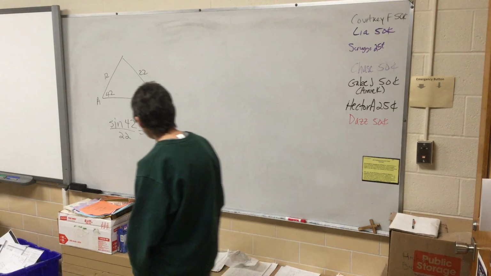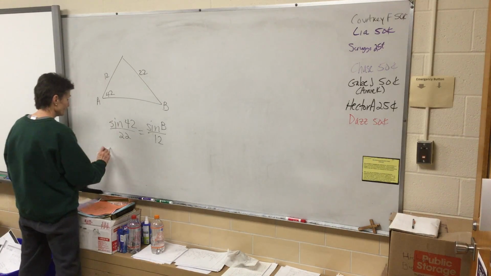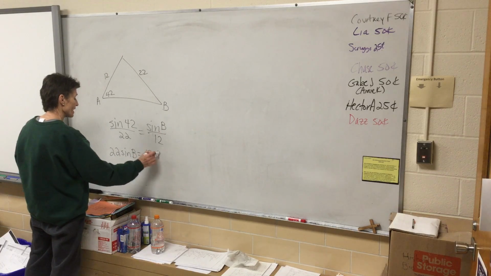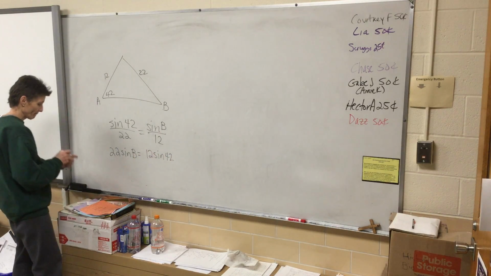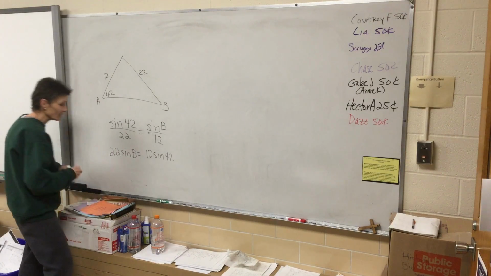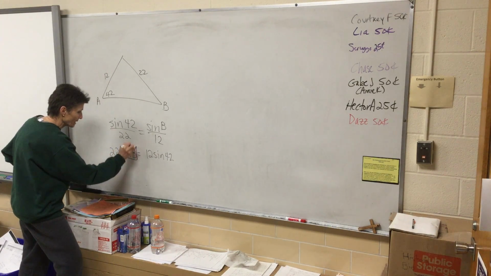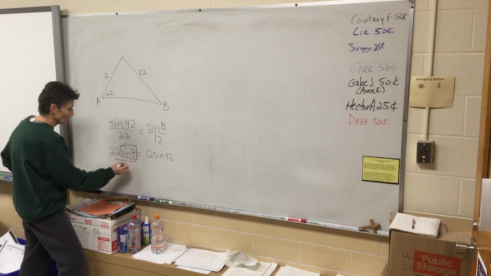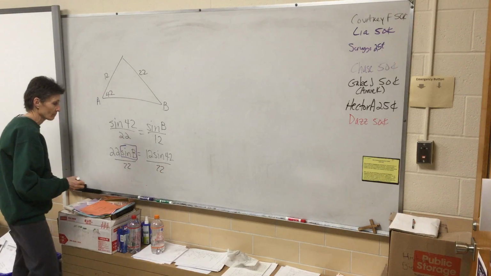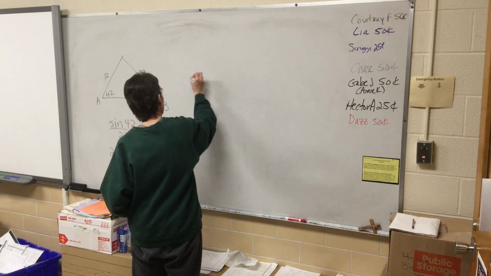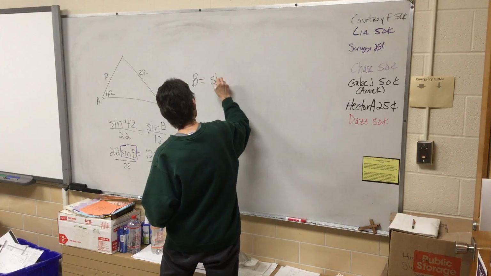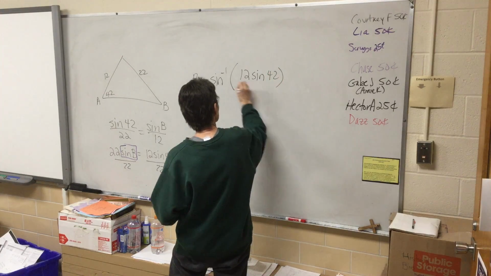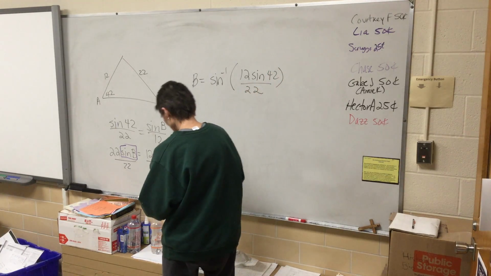All right, so now we'll cross multiply just like we always do. So 22 sine B equals 12 sine 42. And then we're not going to get wild and crazy. We're going to remember sine B as a block. So we're going to divide by 22. And we're going to type into our calculator second sine 12 sine 42 divided by 22.